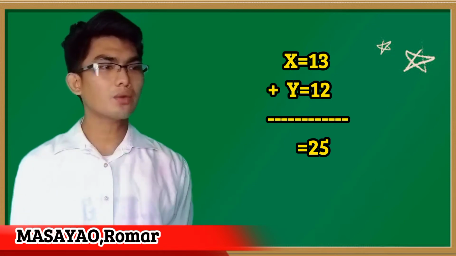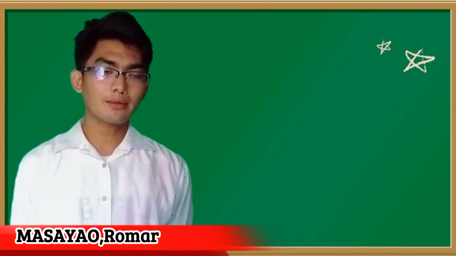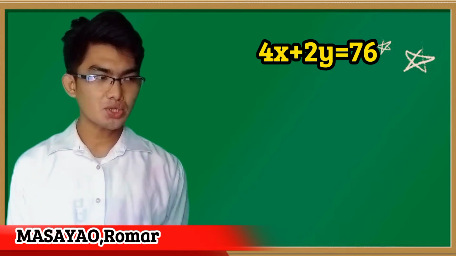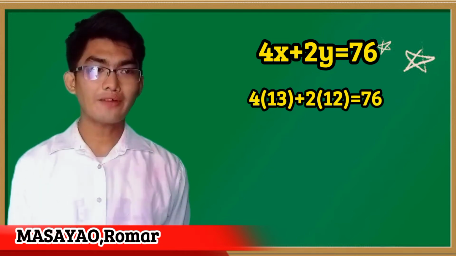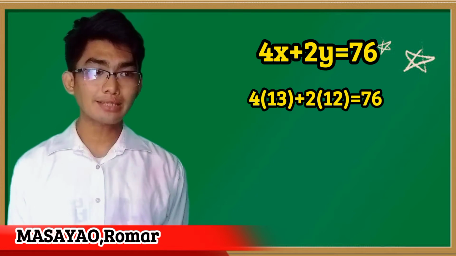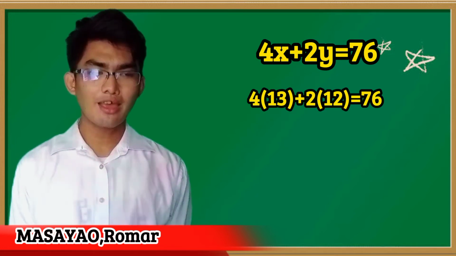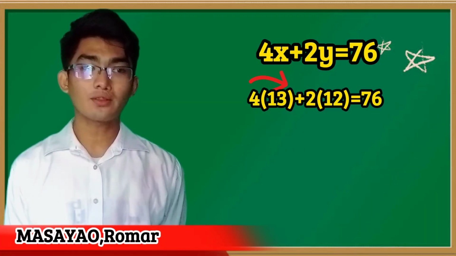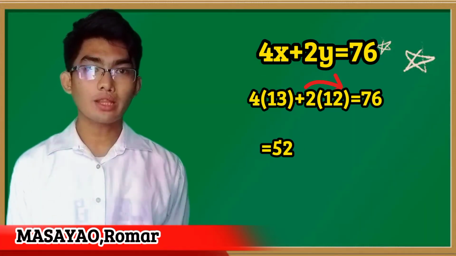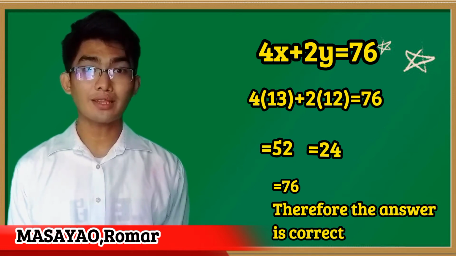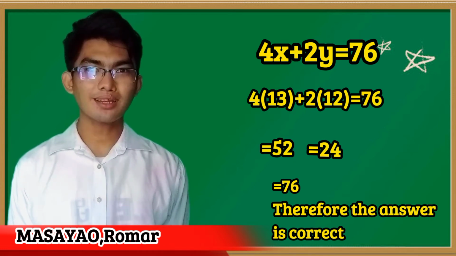When it comes to the second equation, let's do the same thing. 4x plus 2y equals 76. Substitute the variables. 4 times the value of x, 13, plus 2 times the value of y, 12, equals 76. 4 times 13 equals 52. 2 times 12 equals 24. Then add the results. 52 plus 24 equals 76. Therefore, the answer is correct.